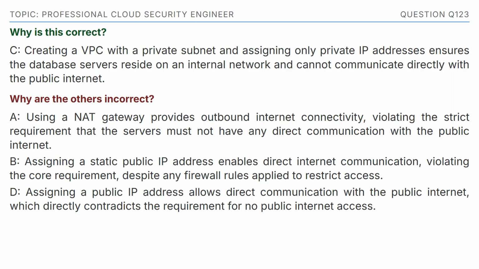A. Using a NAT gateway provides outbound internet connectivity, violating the strict requirement that the servers must not have any direct communication with the public internet. B. Assigning a static public IP address enables direct internet communication, violating the core requirement, despite any firewall rules applied to restrict access. D. Assigning a public IP address allows direct communication with the public internet, which directly contradicts the requirement for no public internet access.